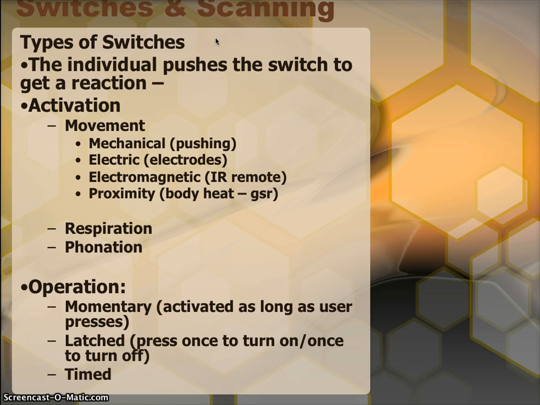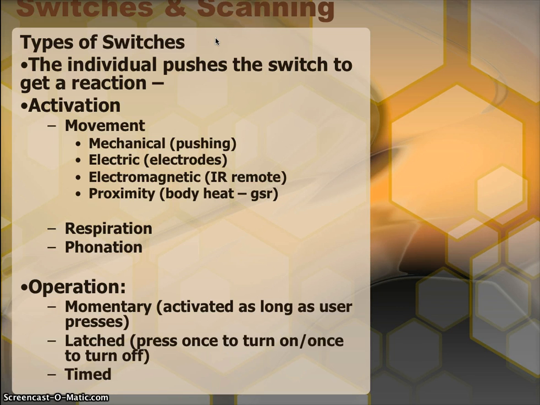They can be electric in terms of activation. So electrodes, just like one would see in a laboratory, attached by a gel interface onto your skin. So a muscle twitch can activate the actual electrode, and then we signal something because that's caused the bridge electronically. It can be electromagnetic, so for instance the example of your infrared remote. It can be proximity, so body heat can also cause it, or galvanic skin response, how sweaty one's palms are.